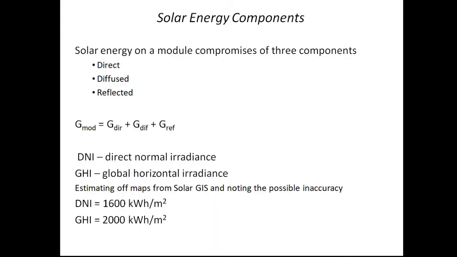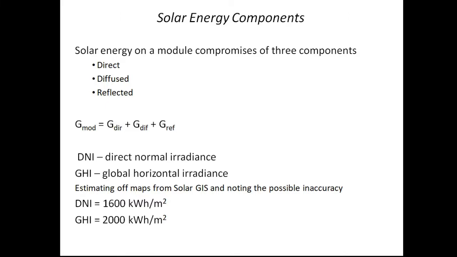The basic energy concepts we're going to get into now are that the solar energy you get is based on three components: a direct, a diffuse, and a reflected component. The combination is what really is the total energy that the solar panel sees. DNI is the direct normal irradiance, and GHI is the global horizontal irradiance. Based upon Solar GIS, I was able to get some values for this location at 1600 and 2000. This is based upon colors on a map and picking colors, so yes, subject to at least a 10% error there.